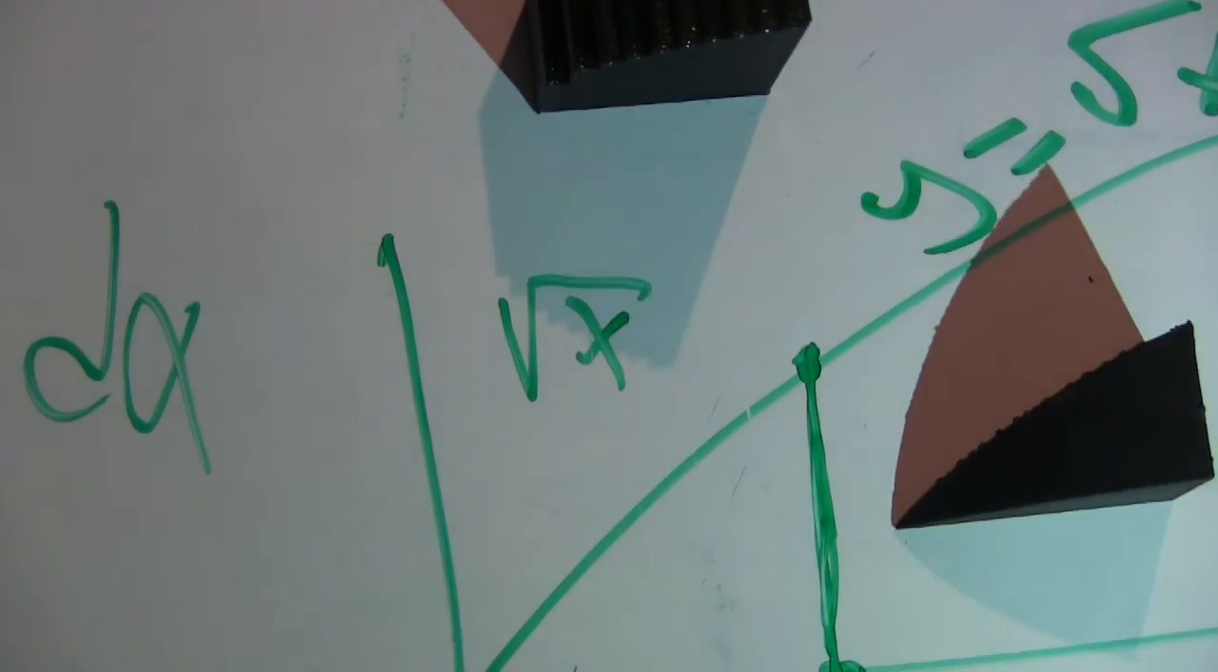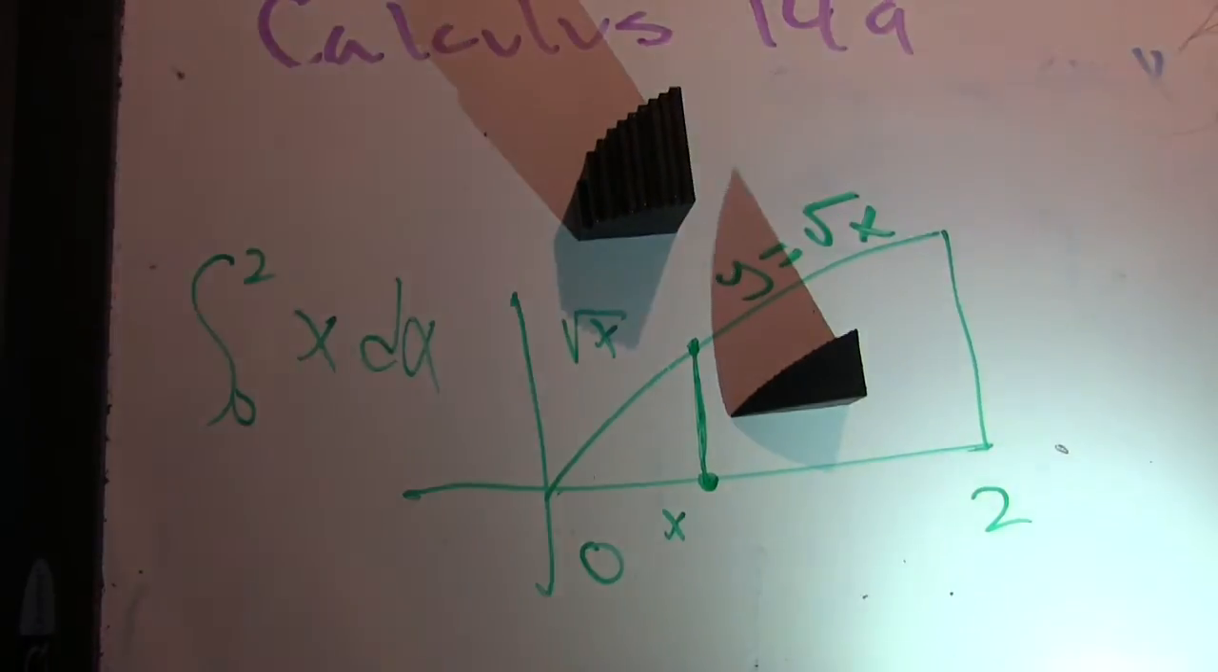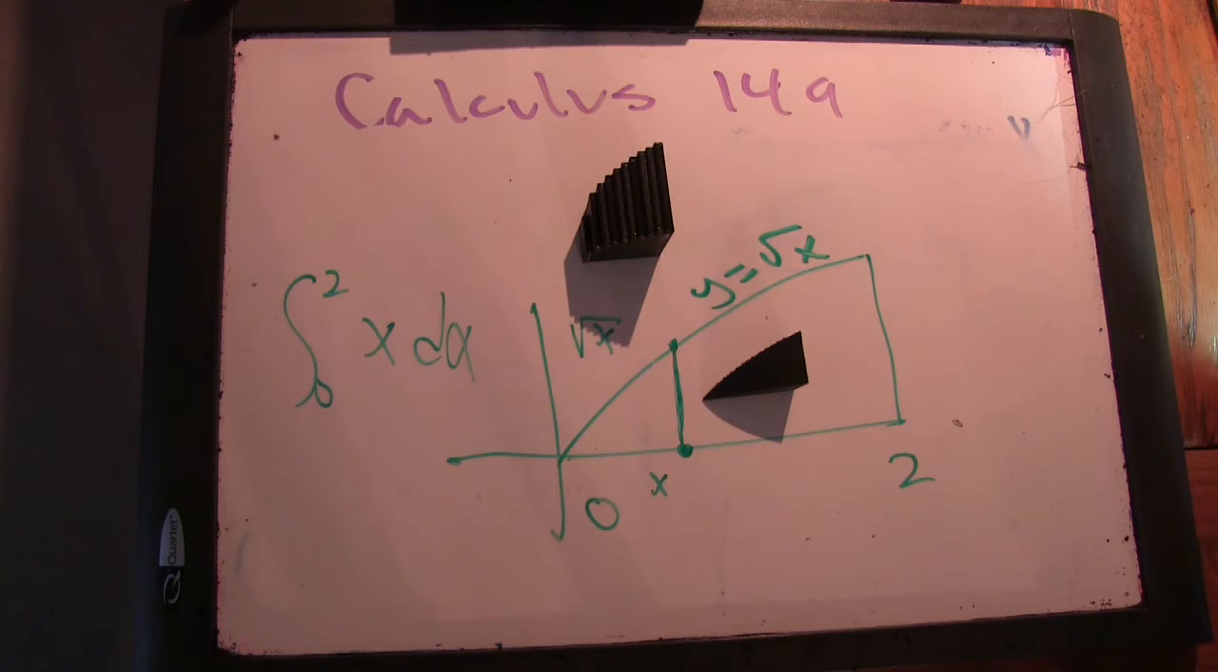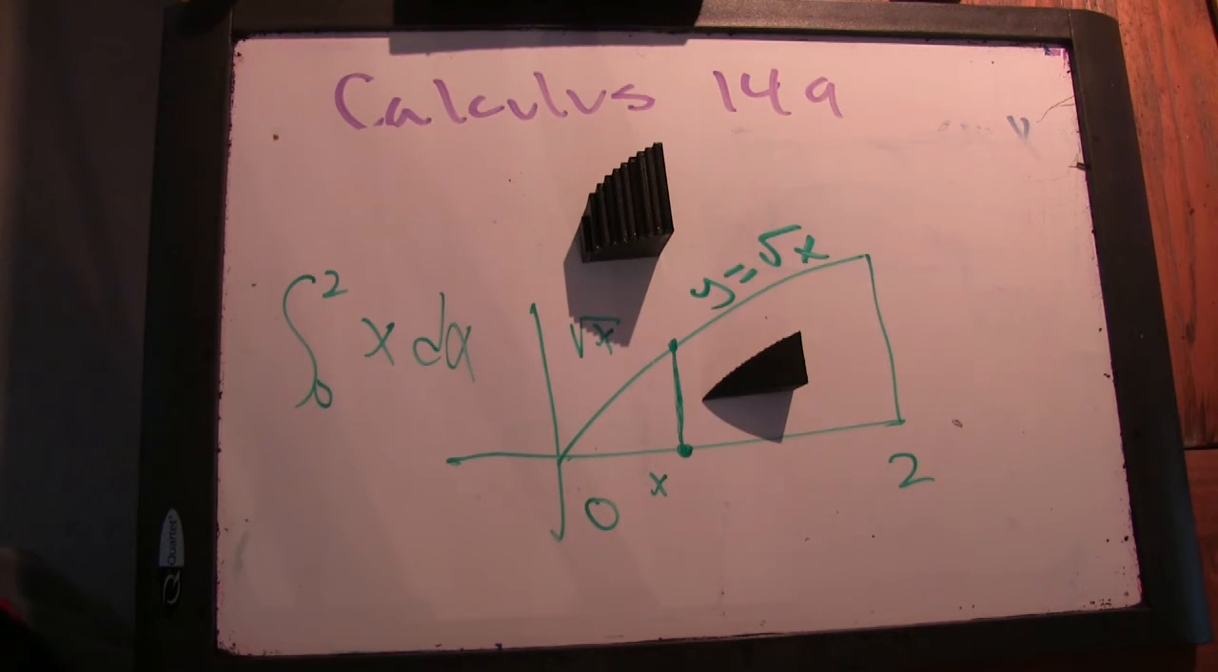So in this case, there's no pi. Why not? Because we're not rotating. We're not getting circles. We're getting squares. Okay, and so this is easy.